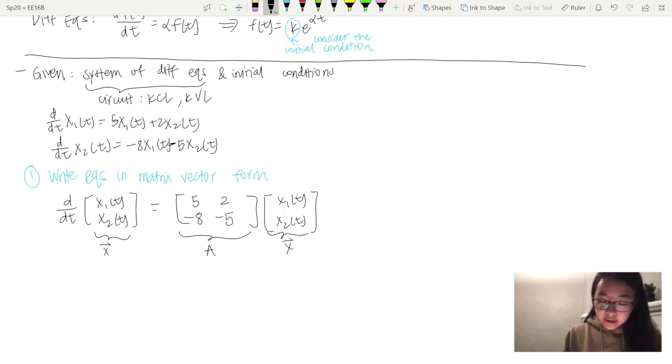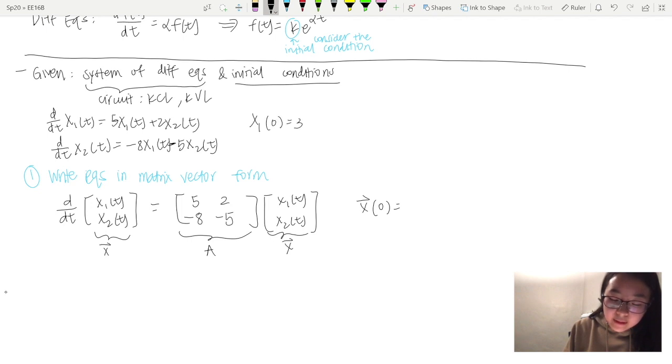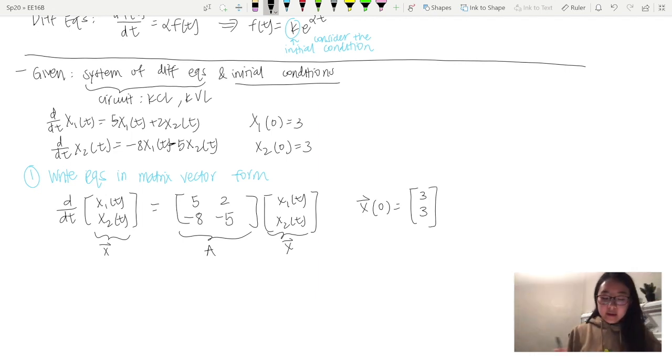Something else you want to consider are the initial conditions. A way to denote that is x of 0. I did not write down the initial conditions earlier, but they are given to be x1 of 0 is equal to 3, x2 of 0 is equal to 3 as well. So that just means the x vector of 0 will just be two 3's, just copying them over.